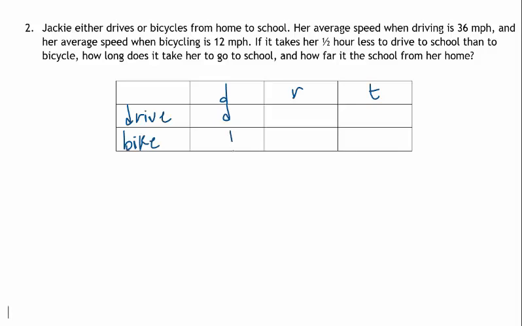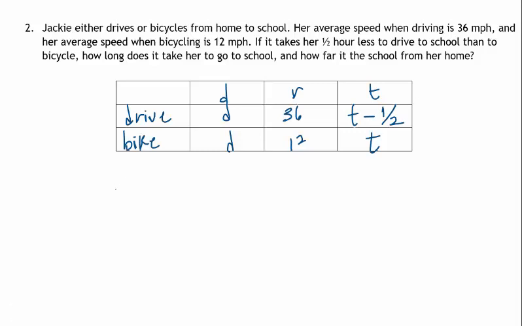We can put that they are both a distance, and they're both the same distance, so we're just going to put D. We do know the average speed when driving is 36 miles per hour, so that's a rate, and then 12 miles per hour for bicycling. And then it takes her a half an hour less. So we don't know either time, but we know there's a relationship between the times. It takes her half an hour less to drive to school than to bicycle. So if I call her bike time T, then this is half an hour less than that, or T minus a half.